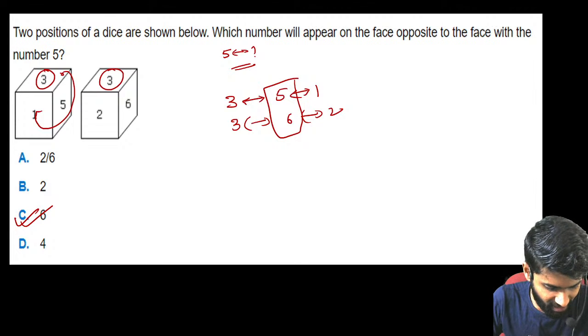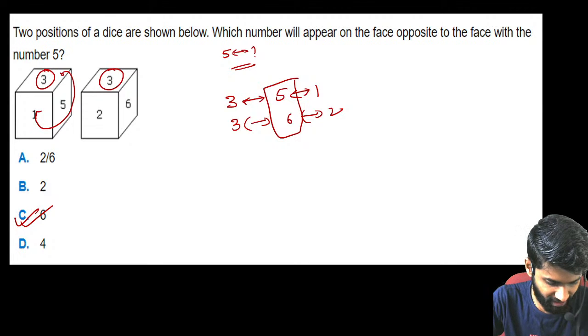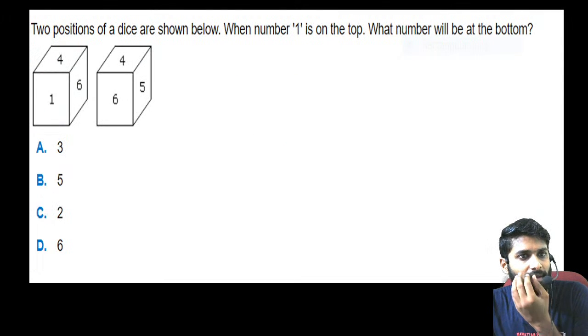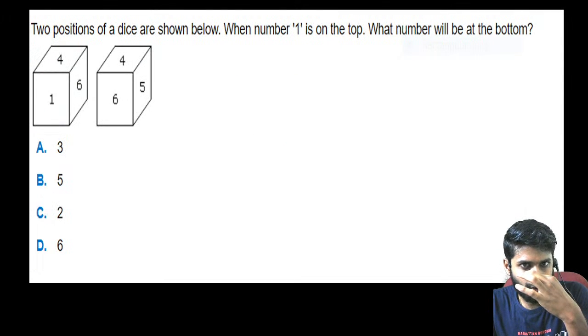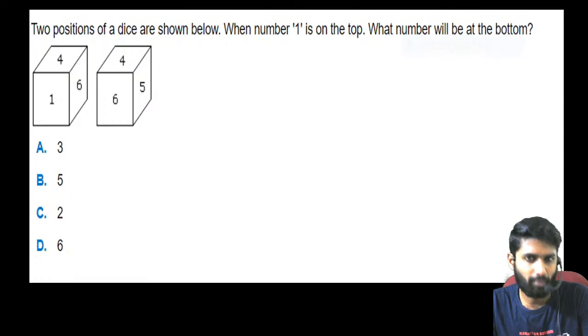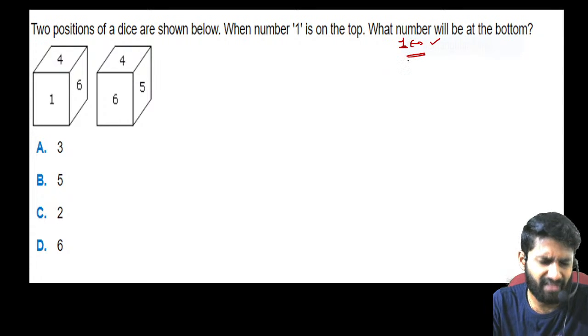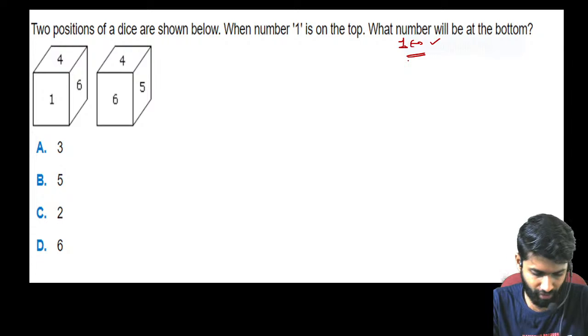You see the questions, no? Now we just wait and we have questions of that type, no? It's very good. Next one. If two positions of a dice are shown, then when one is on the top, what is on the bottom? Means what is the opposite number of 1? If you know the concept, then you can easily get the answer within 2 seconds only.